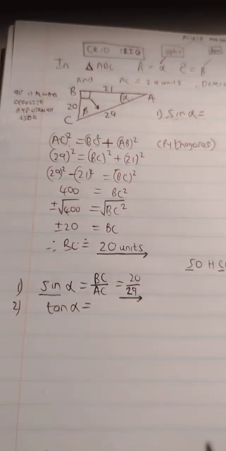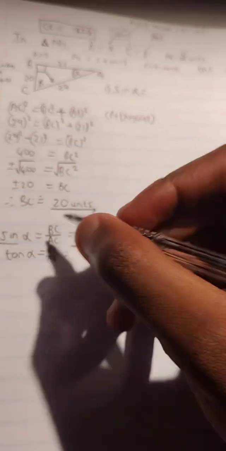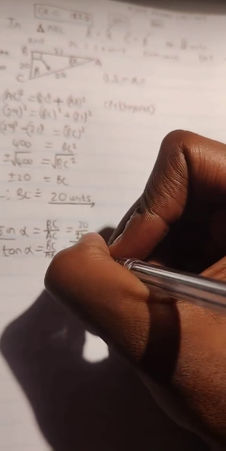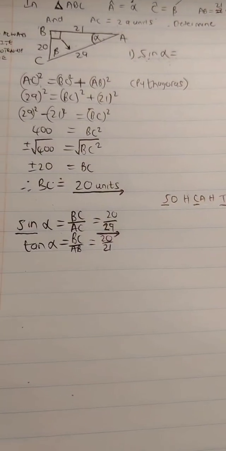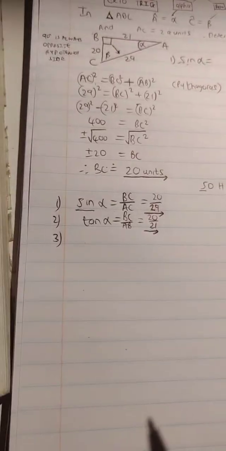Okay, so that is why we say BC over AB. But of course, our substitution leads us to 20 over 21. Can we simplify this any further? No. Let's move on to the next question.